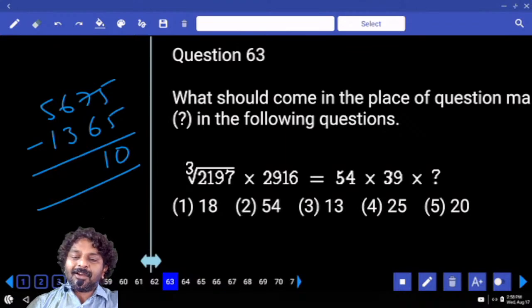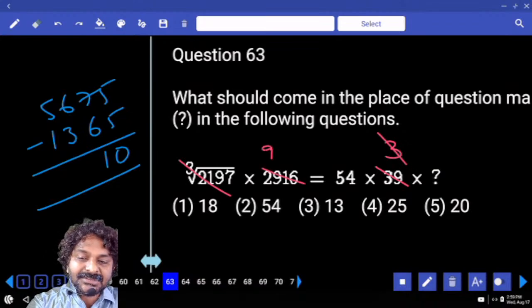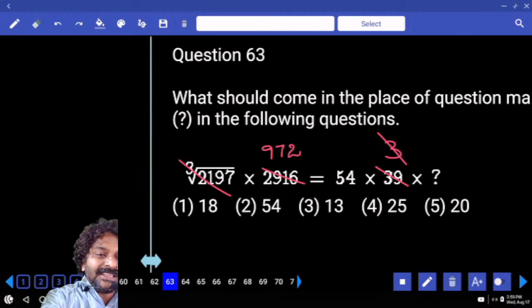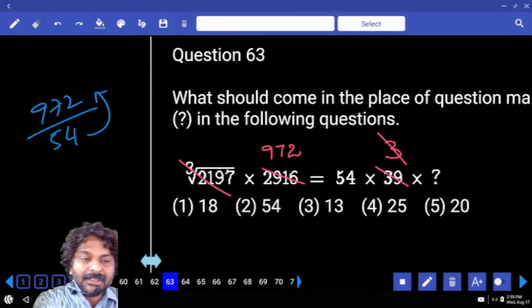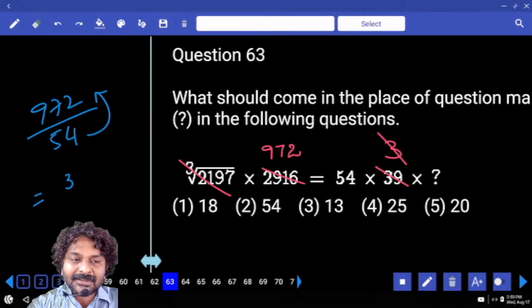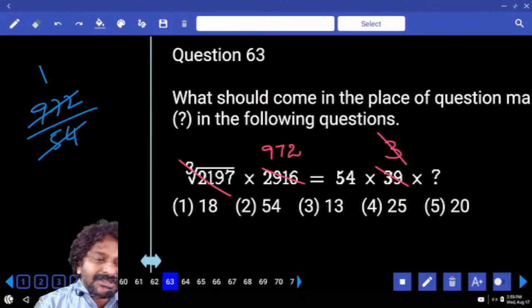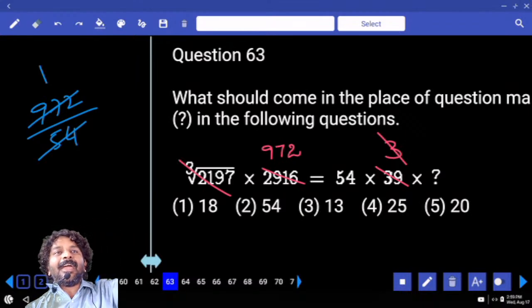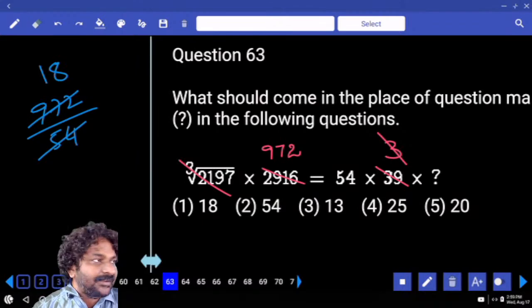Cube root of 2197, how much is that? 13. 13 how many times? 3 times. Clear? 9 times, 7 times, and 2 times. 54. The answer is 972 by 54 only. 4 into which number ends with 2? Either 3 or 8. Multiple options are there. Hence we have to calculate. Okay. 54 ones. How much is left? 432. In 400 approximately how many 50s will be there? 8. Last digit also satisfied.